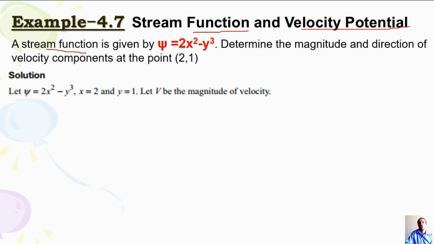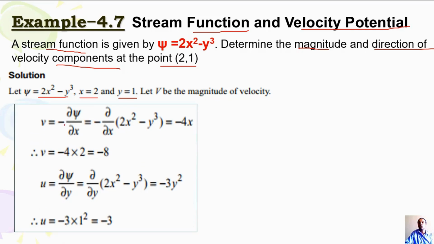Given a stream function psi equal to 2x squared minus y cubed, determine the magnitude and direction of the velocity components at the point (2, 1). So let psi equal 2x squared minus y cubed, with x equal to 2 and y equal to 1, already given. Let v be the velocity component, then v will be the negative of partial psi with respect to x. Then you can substitute now.